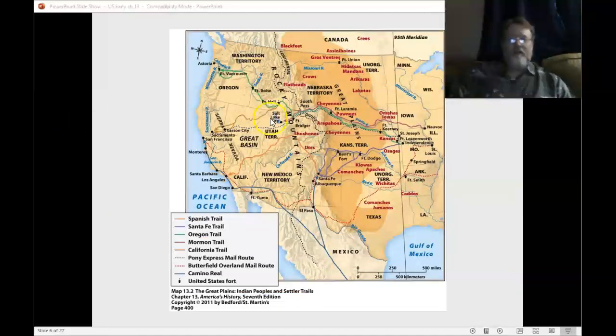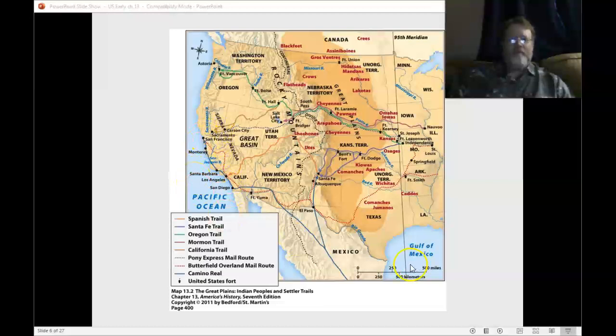What do you have here? You see the Oregon Trail we talked about, but look at all these other trails. Spanish Trail, Santa Fe Trail, Mormon, California. Yeah, the Pony Express, the mail route. Overland mail route, Camino Real. That's here in California, what we call Highway 1, Pacific Coast Highway. It goes all the way down to San Diego and all the way up to at least San Francisco. Yep, San Francisco right there.